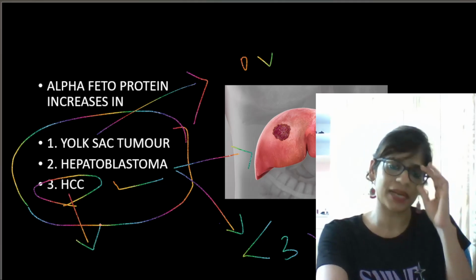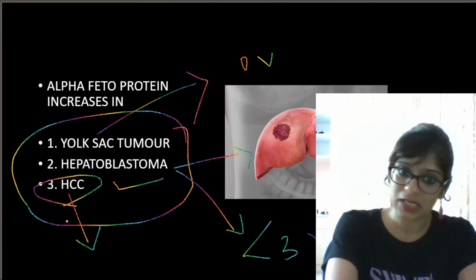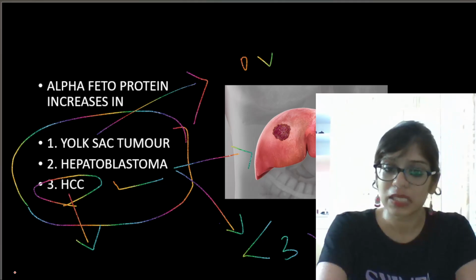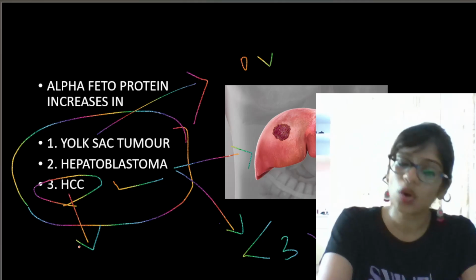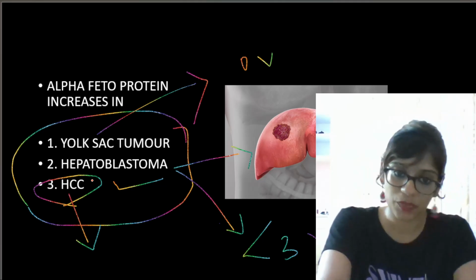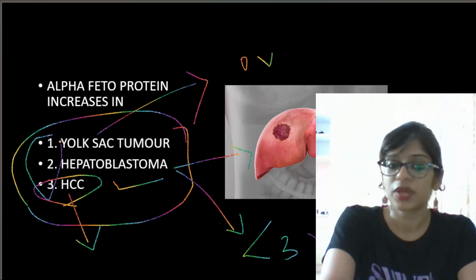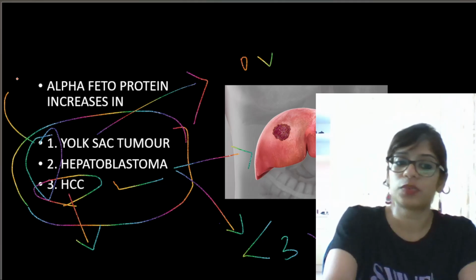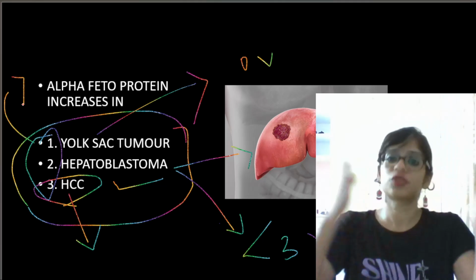Chronic infections, hepatitis B, C, and Wilson's. Okay, not just infections, Wilson's, hemochromatosis. In such chronic patients we get to see what? Hepatocellular carcinoma. Okay, so in these three conditions you will see that alpha fetoprotein, that is a tumor marker, alpha fetoprotein rises.